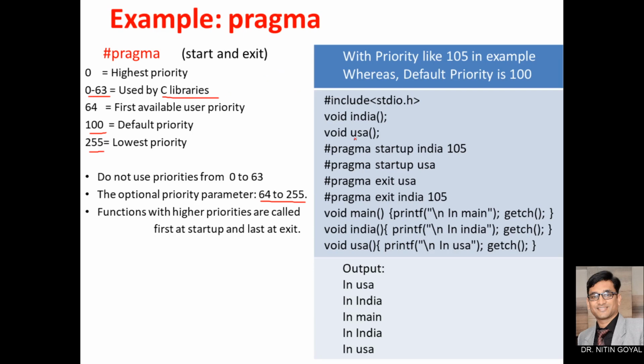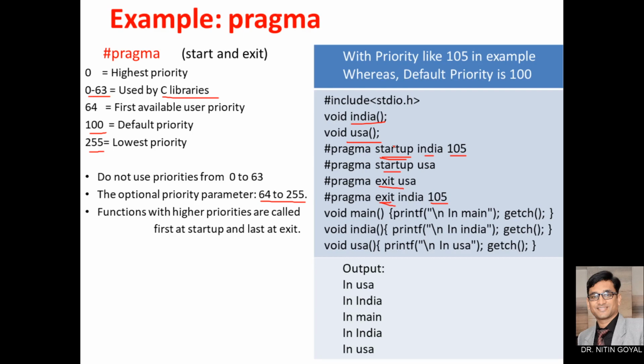Now see the example. In this example, India and USA, two functions are used, and both are startup and both are exit also. Now the difference in comparison to previous examples is that India is assigned during startup the value 105, that is, priority is assigned as 105, and during the exit also, for easiness, we have assigned the same value, 105. Now what is the difference, how will it get executed?